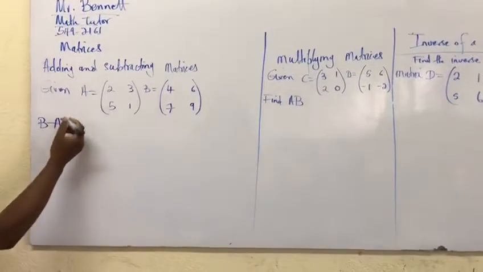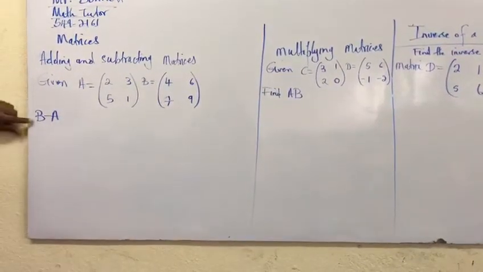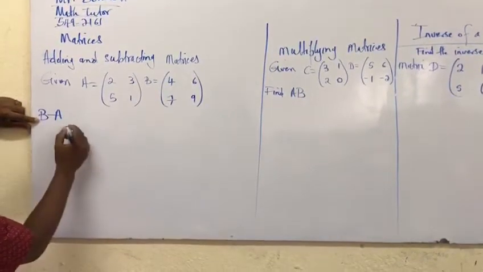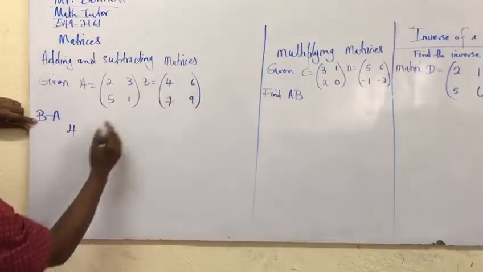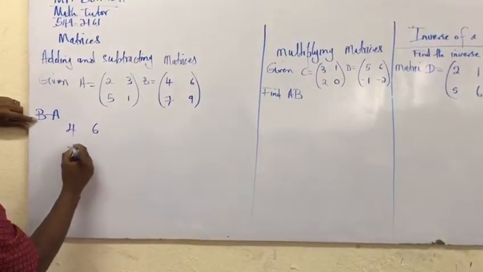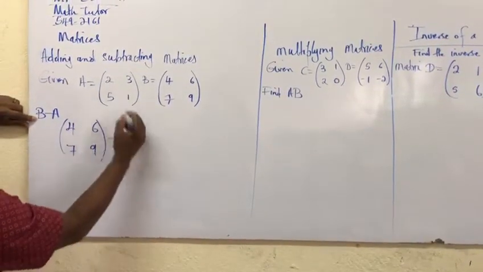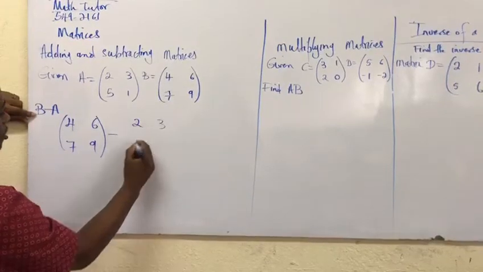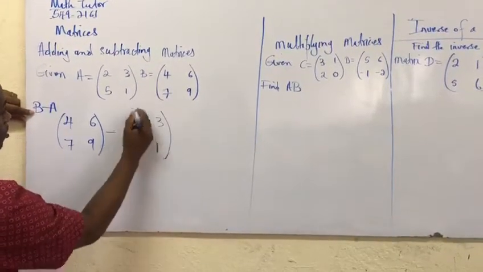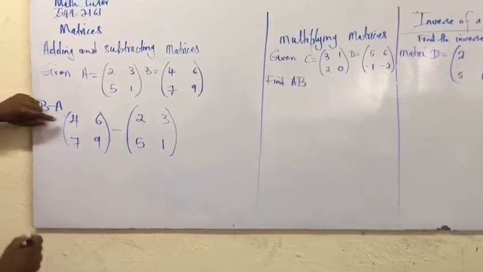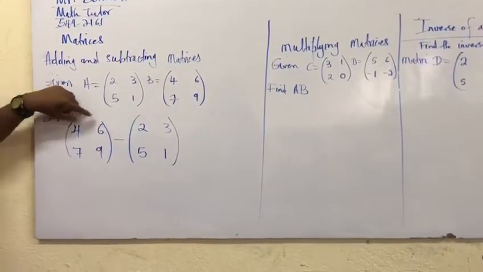Alright, so B minus A. Here we have B minus A. So the first letter is B, so write back B. B is 4, 6, 7, 9. Subtract A, which is 2, 3, 5, 1. So here we're going to be subtracting corresponding elements to each element.